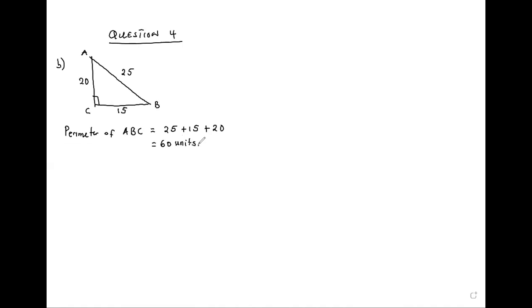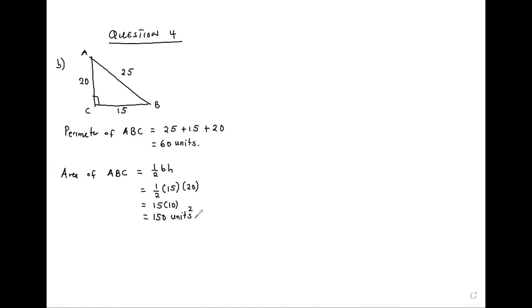Then find the area. The area of ABC is equal to half base times height. So it is half, base is 15, height is 20. So that we get 15 by 10, which is 150 units squared.